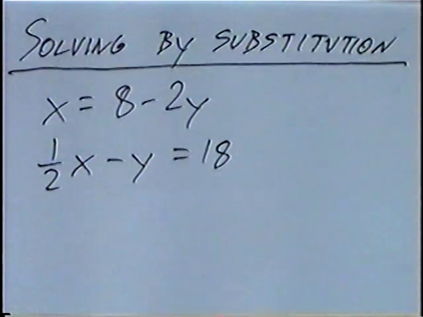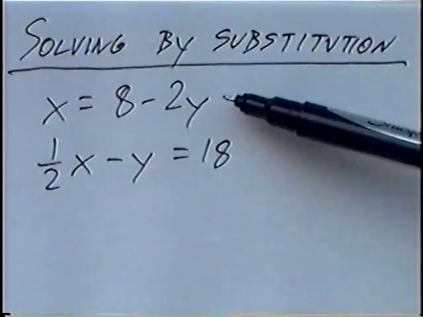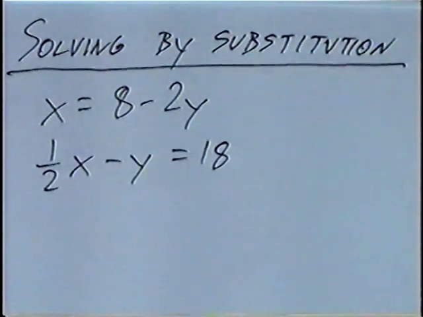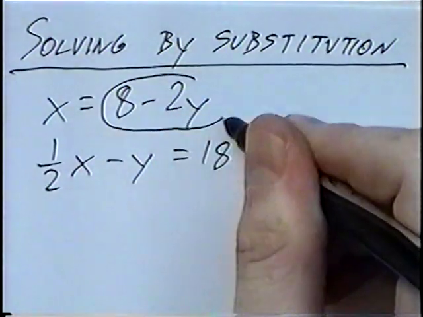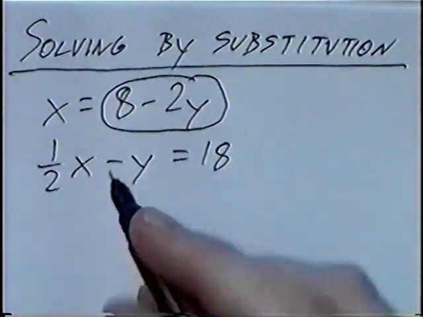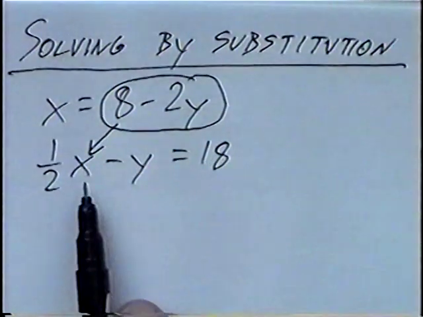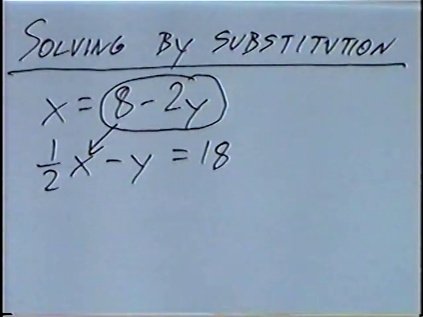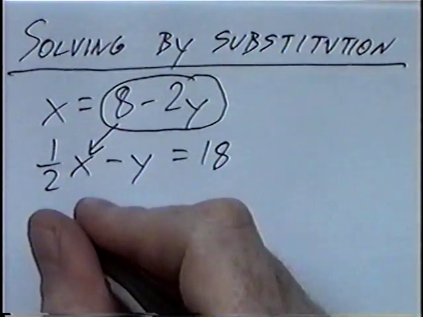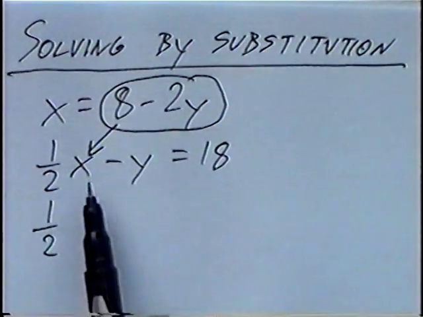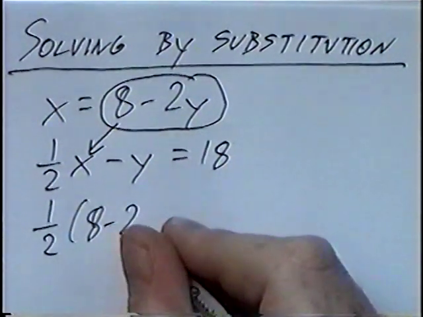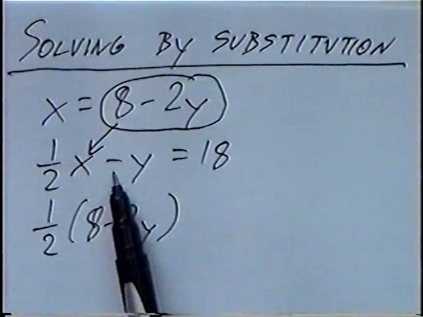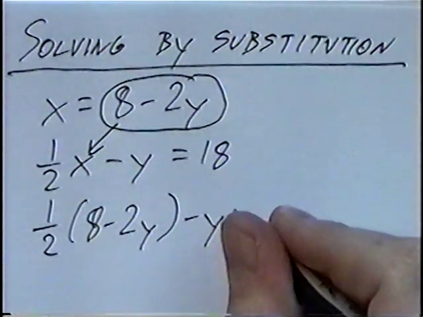To solve these equations by substitution, we'll take one equation and substitute it inside the other equation. For example, if we have x equals 8 minus 2y, 8 minus 2y is equal to x, which means we can substitute that into the second equation in place of x. Rewriting the second equation, we'll have 1/2, but instead of x, we'll substitute 8 minus 2y. And then the rest of the equation, minus y equals 18.